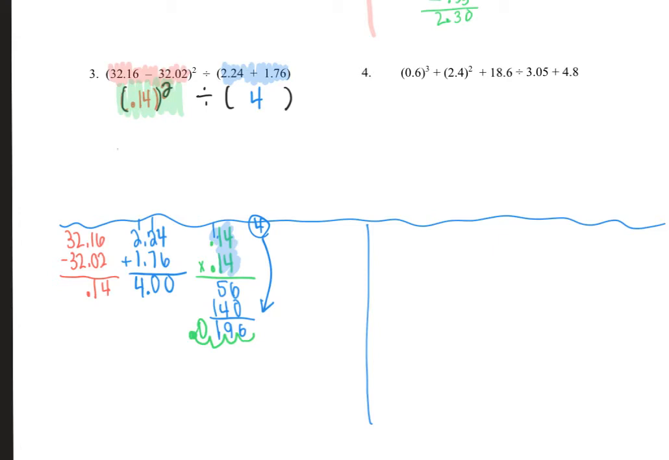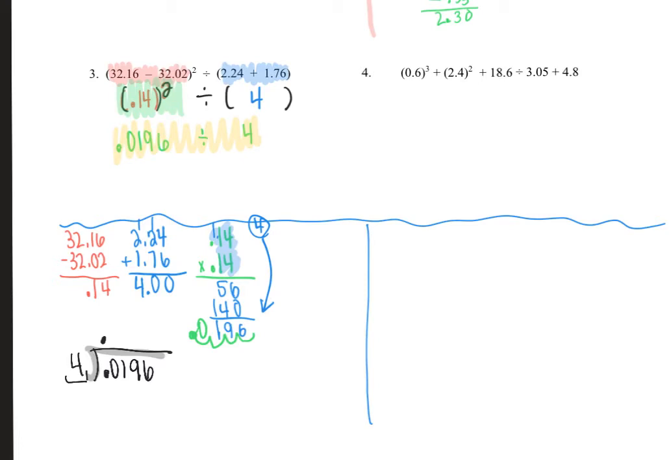So I'm going to bring that back up, 0.0196, and I'm dividing that by 4, and that is going to be my final step here. So I'm going to bring that down, and I'm going to divide the 0.0196 by 4. And if I'm doing that, I bring my decimal straight up. I can start right from the get-go because there's no decimal here.